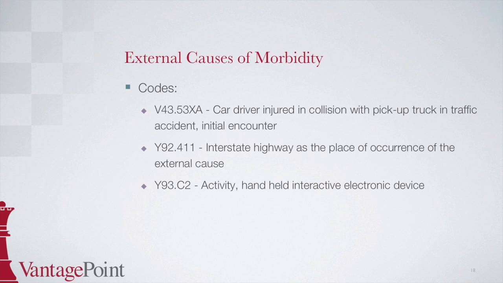Our last code is Y93.C2, activity handheld interactive electronic device. Remember, it is important to capture cell phone use if it applies to the patient's injury. To locate this code, go to the index to external causes and then find activity, which has involving in parentheses. Go down to cellular and then telephone, which points to Y93.C2, which you would then confirm in the tabular.